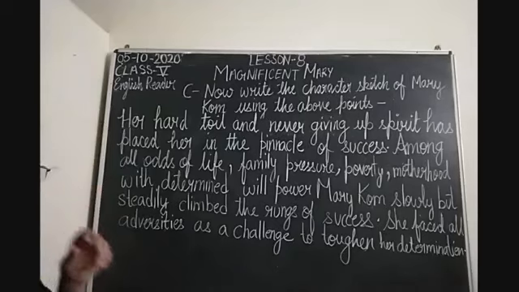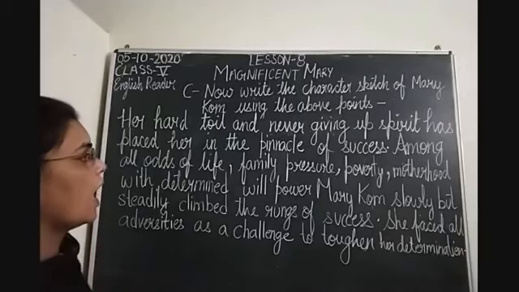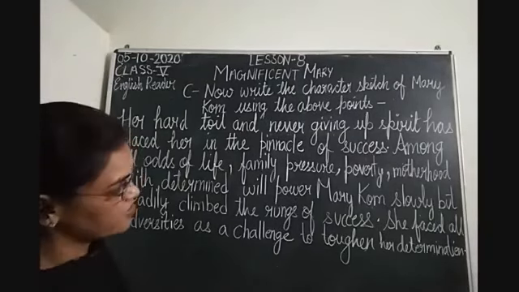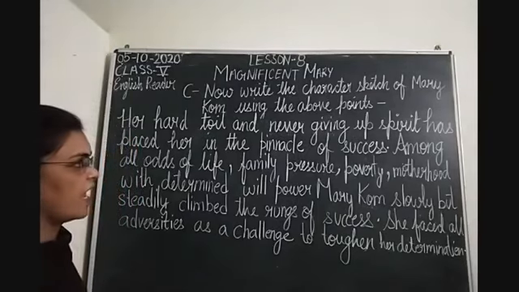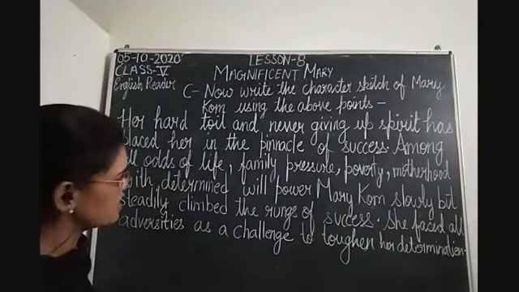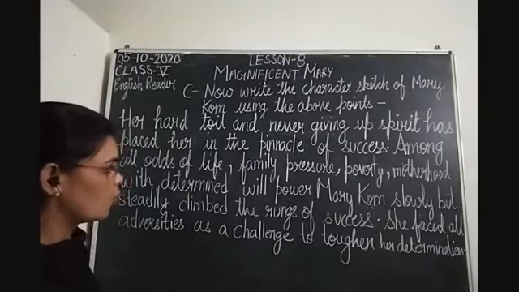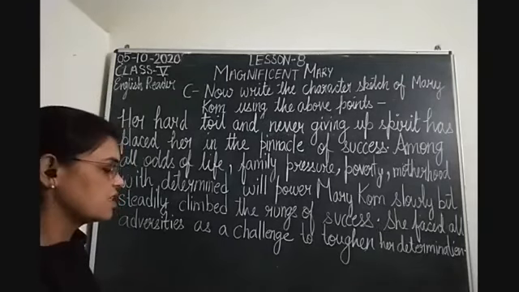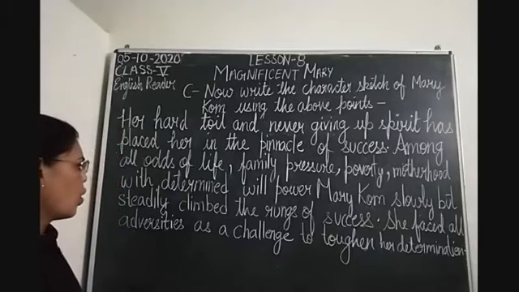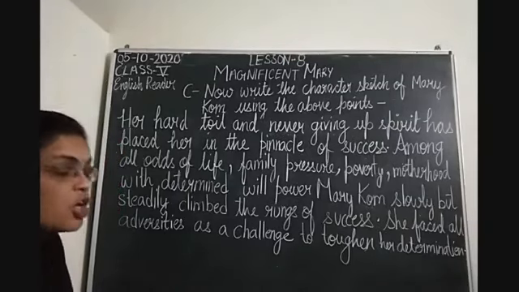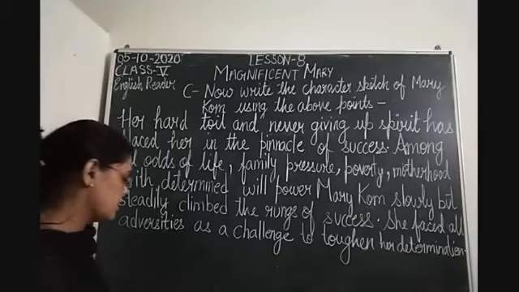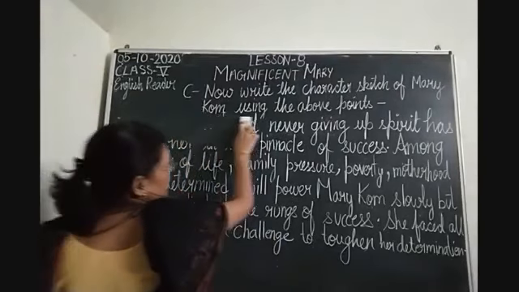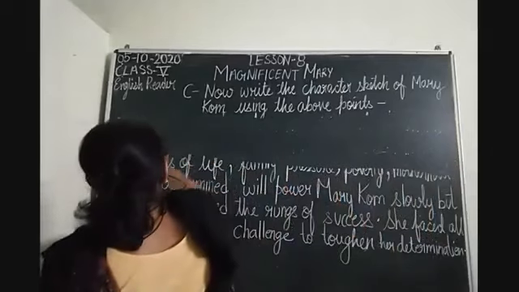Students, once again I'll read it. Please write fast. Her hard toil and never giving up spirit has placed her in the pinnacle of success. Among all odds of life, family pressure, poverty, motherhood, with determined willpower, Marie Kom slowly but steadily climbed the rungs of success. She faced all adversities as a challenge to toughen her determination. Now I'm going to erase this and write the concluding lines of the character sketch.